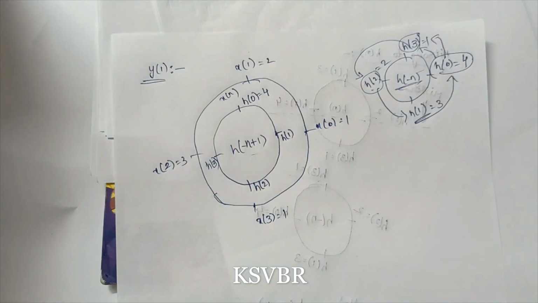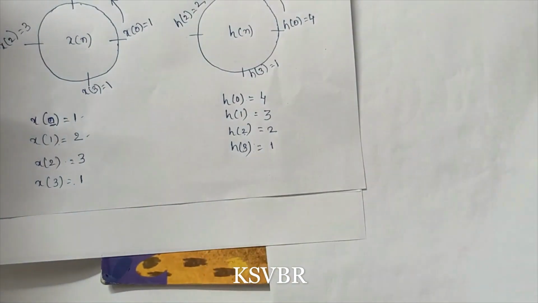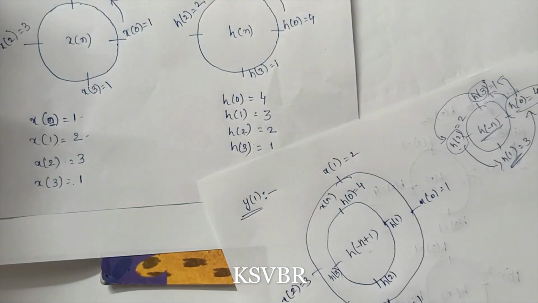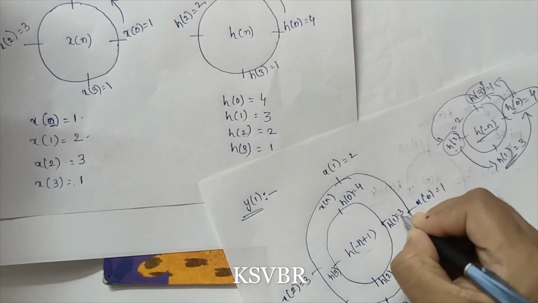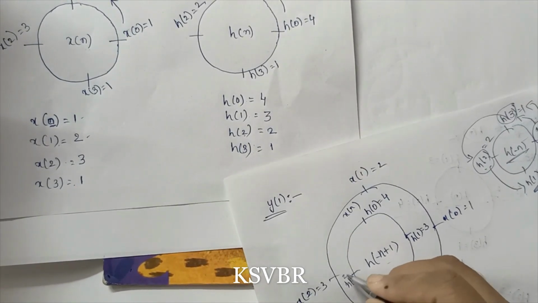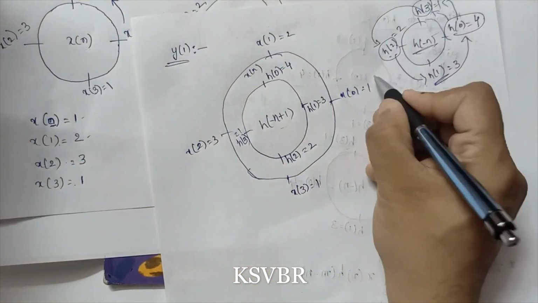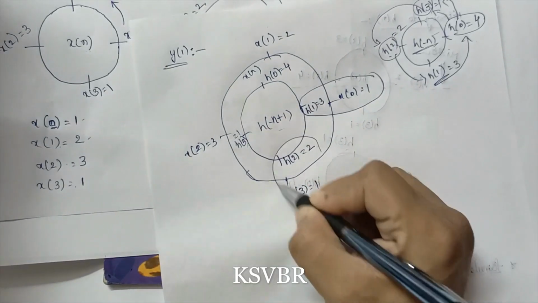H of 1 is equal to... that's why I told you to write like this, so then it will be easy to copy. Okay. H of 1 is equal to 3. H of 2 is equal to 2. H of 3 is equal to 1. Okay. So once you mark these points, same. Check for overlaps.